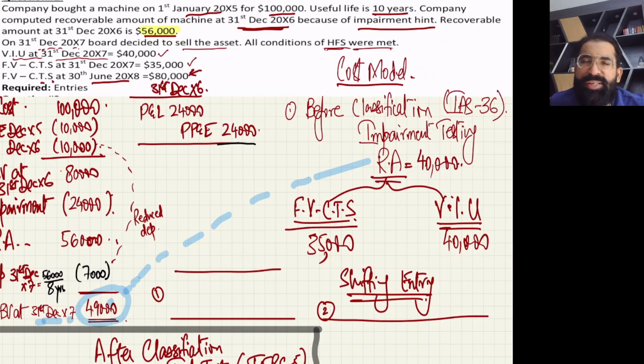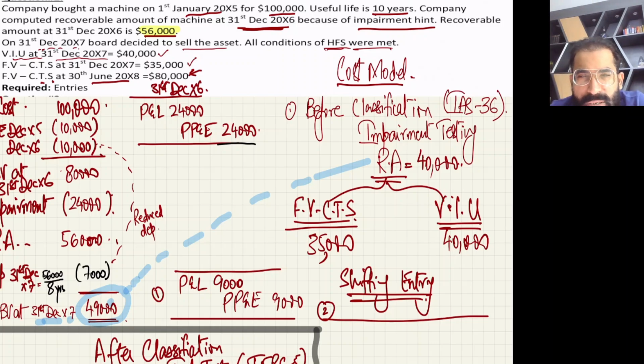So your carrying value is higher, but your recoverable amount is lower, so there is an impairment of 9,000. P&L debit and property, plant and equipment credit of 9,000. Okay, right. Now what's the next step?